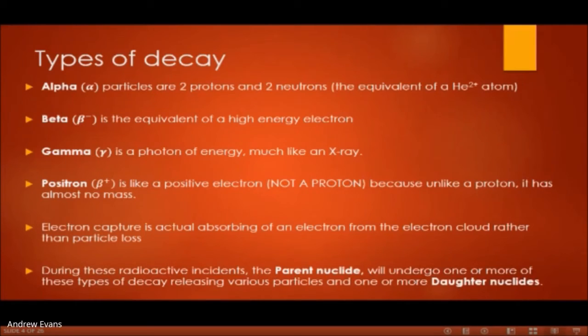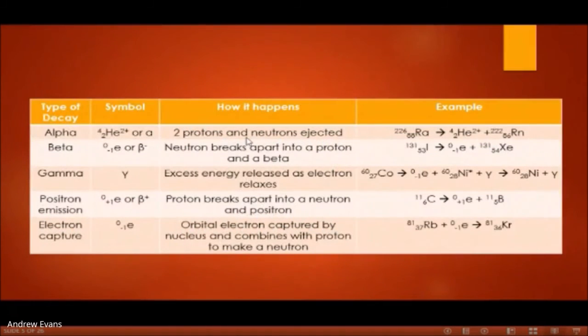Now, electron capture is not really a decay type, but an electron is absorbed from the electron cloud into the nucleus. So rather than a particle loss, an electron gets sucked in, and it's a different way in which a transmutation can happen. But all of these incidents will involve a parent, which undergoes one or more types of decay, releasing what we call a daughter nuclide. Parent produces several daughters.